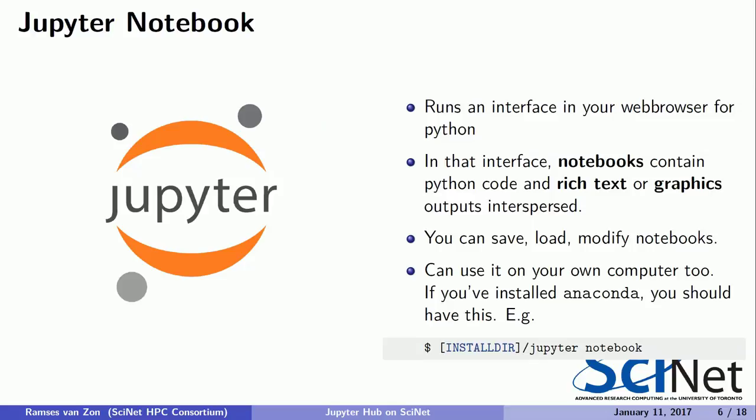So you don't have to run Jupyter as a Jupyter Hub through SciNet. You can run it yourself too. You can run it on your own machine as well. And if you've installed an Anaconda Python, for instance, you already have it. So all you have to do is basically start it by saying jupyter notebook if you wanted to do it locally. So you don't always have to do it this way. But of course, what's nice about doing it in SciNet is that you've got all your SciNet files. So if you have some post-processing to do with files on SciNet, this could be useful.